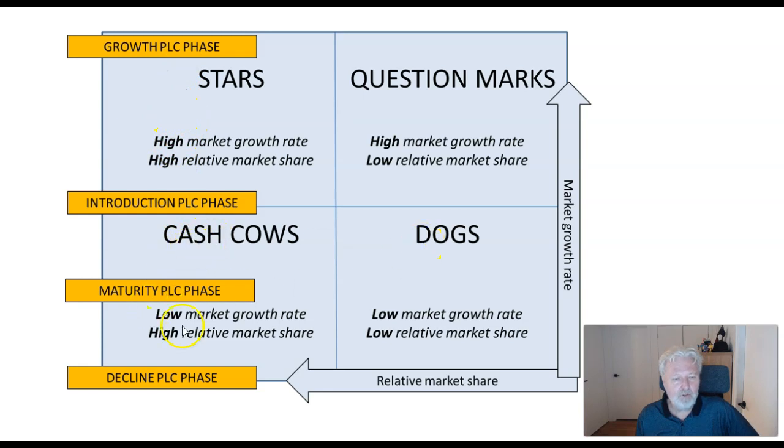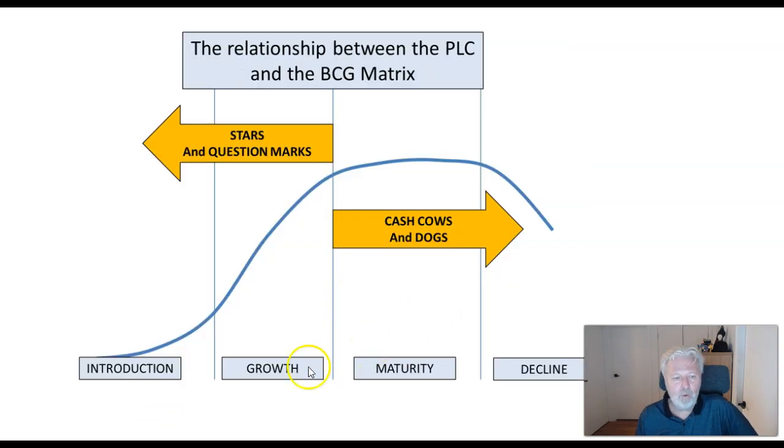Then cash cows and dogs both have low market growth rates. So they're mature markets, pretty much. And we can also have a decline stage here, which obviously would be negative growth and would be right at the bottom of those boxes. So if we overlay that against the typical product life cycle curve, stars and question marks are always going to be in the introduction phase or growth phase. Cash cows and dogs are always going to be maturity and decline. There's no exceptions to that. That's how the models interact there.